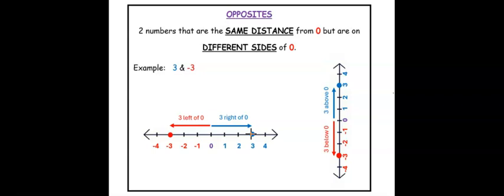So it fits the definition. They are both 3 units from 0, but they are on different sides. -3 is to the left of 0 and +3 is to the right of 0. So they fit that definition for opposites.